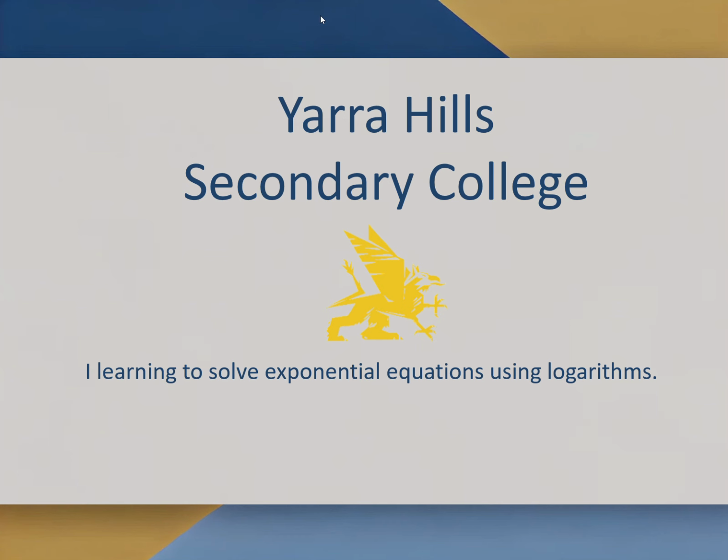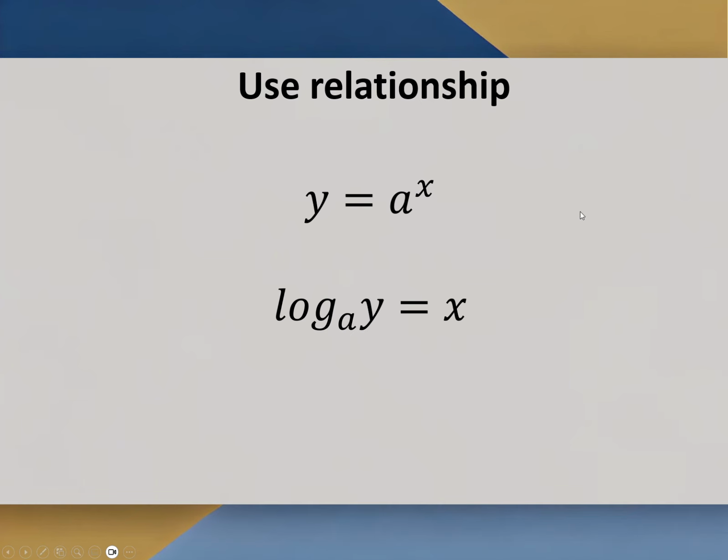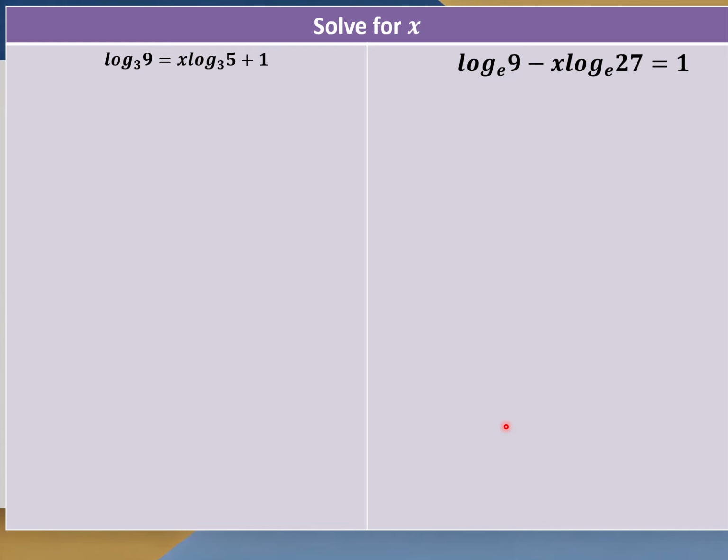Okay, so we are going to be working on solving exponential equations using logarithms. This comes under 5G of the Cambridge textbook for Methods Unit 3 and 4. So the first thing we need to understand is the relationship between exponents and logs. We've got y is equal to a to the power of x, and that is the same as log base a of y equals x. That is something we must understand.